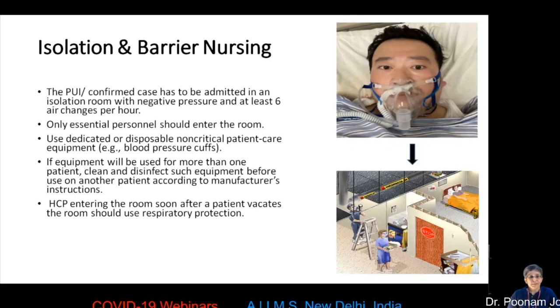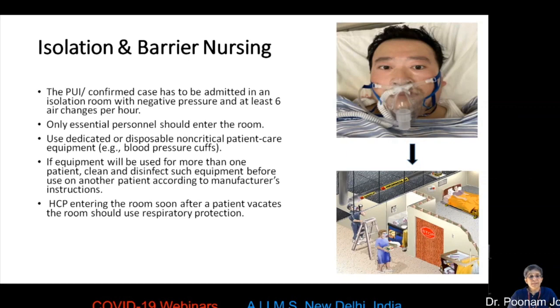Now we move on to the nursing care. While providing nursing care to these patients, we have to observe barrier nursing. Barrier nursing is a special kind of nursing provided to the patient so as to protect the healthcare professionals from acquiring the infection with which the patient has been admitted, and further preventing the spread of infection from one person to another person. The patient under investigation or a confirmed case has to be admitted in an isolation room with negative pressure, and at least 6 to 10 air exchanges should take place per hour.